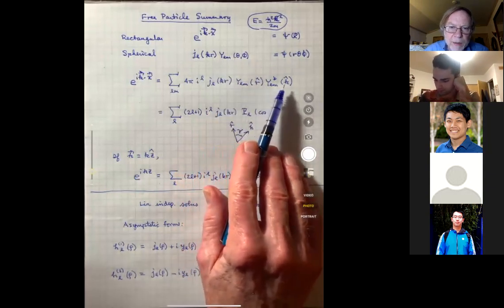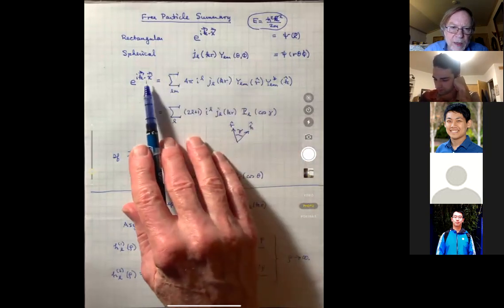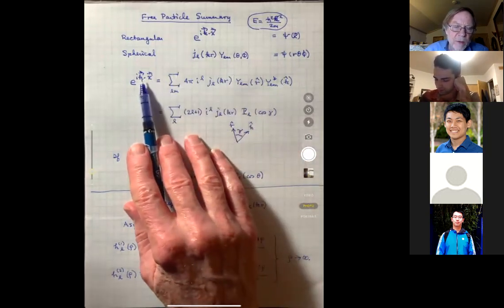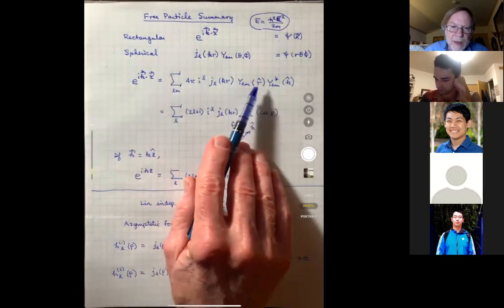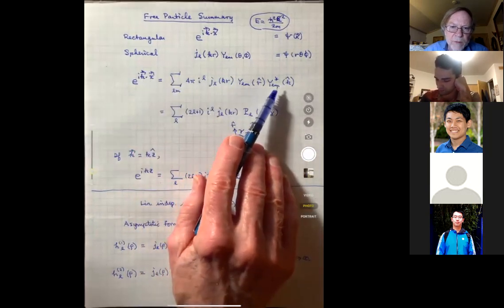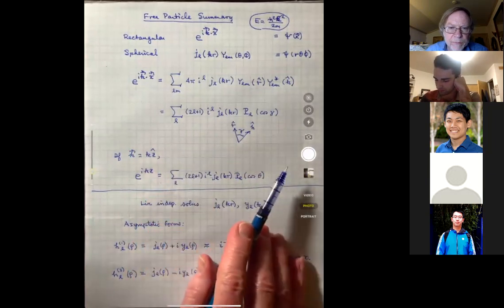Likewise, the K hat that appears here refers to the direction of the K vector. This is the incident wave in a scattering problem. So K hat here is the unit vector in the direction of propagation of the incident wave.